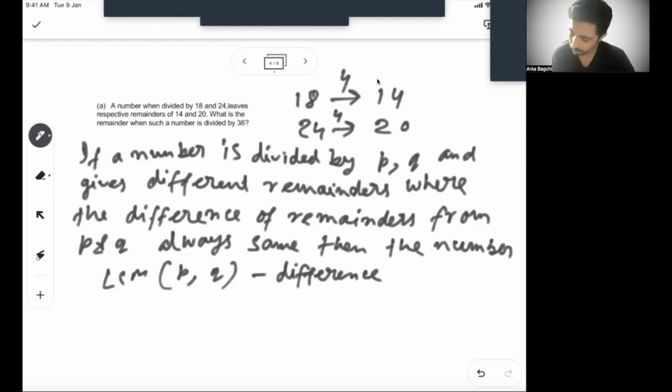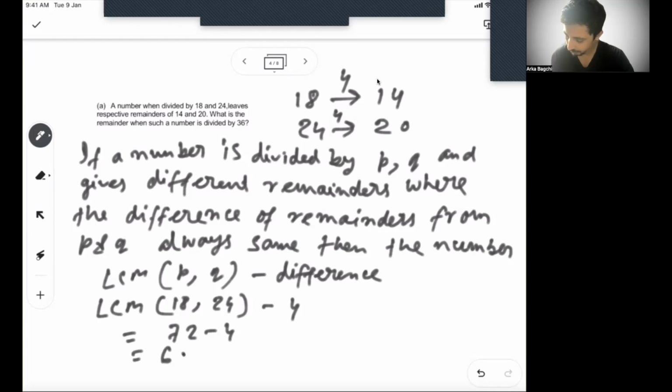So here your number will be LCM of 18 and 24 minus 4. The LCM of 18 and 24 will be 72, minus 4 gives 68.